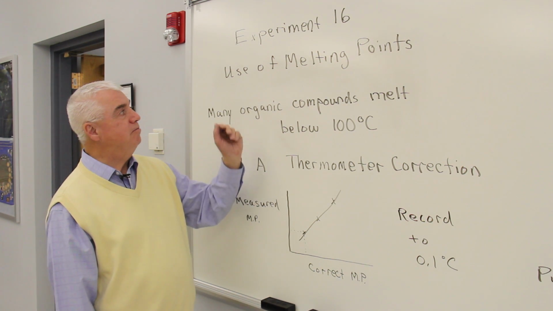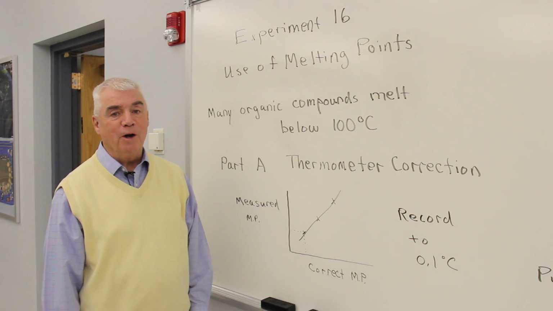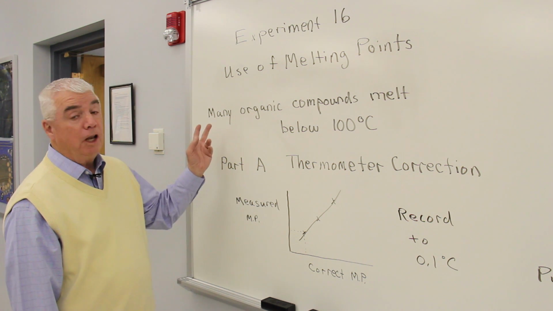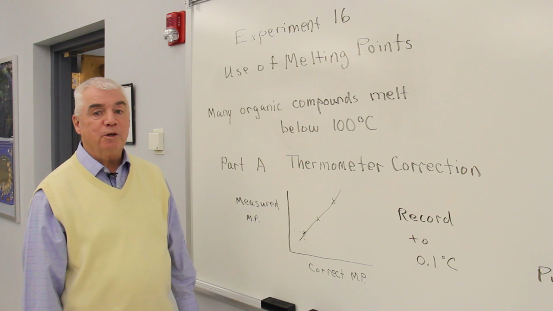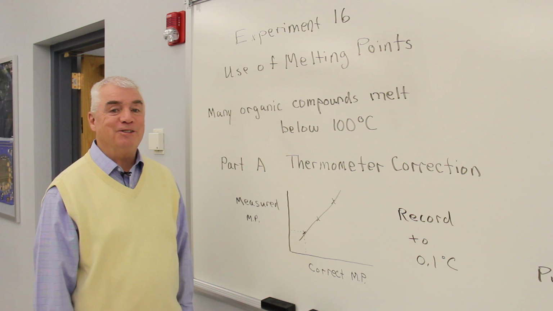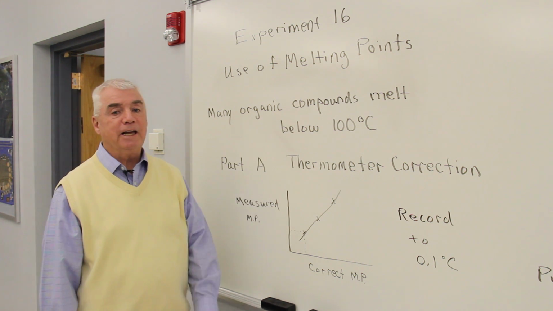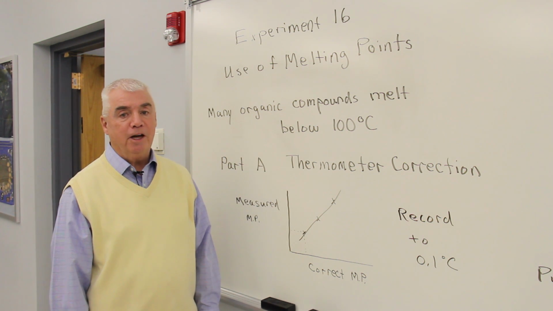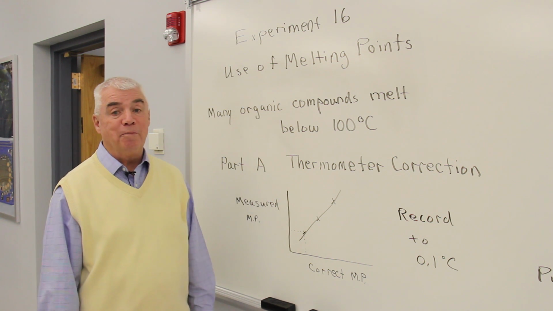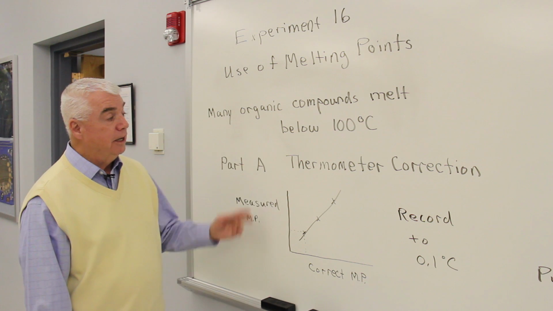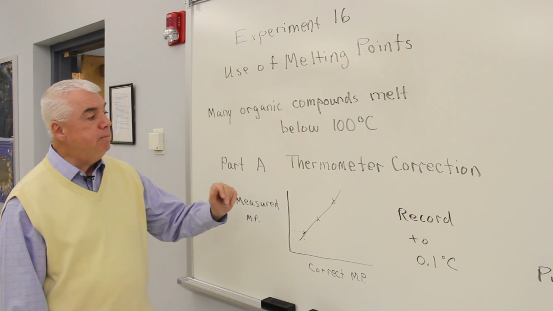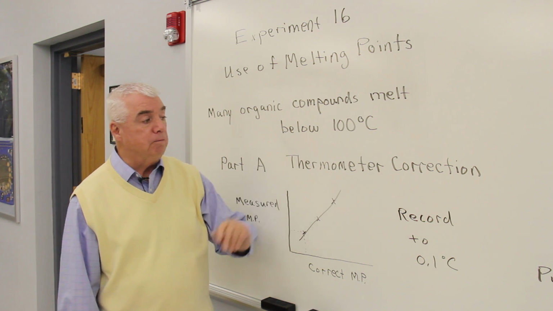Experiment 16 involves the use of melting points to identify organic compounds. Unlike inorganic compounds, which oftentimes are very high melting, 700 or 800 degrees sometimes, many organic compounds melt at less than 100 degrees centigrade. That means that we can use a boiling water bath to carry out the melting of these substances. In part A, you'll calibrate a thermometer.